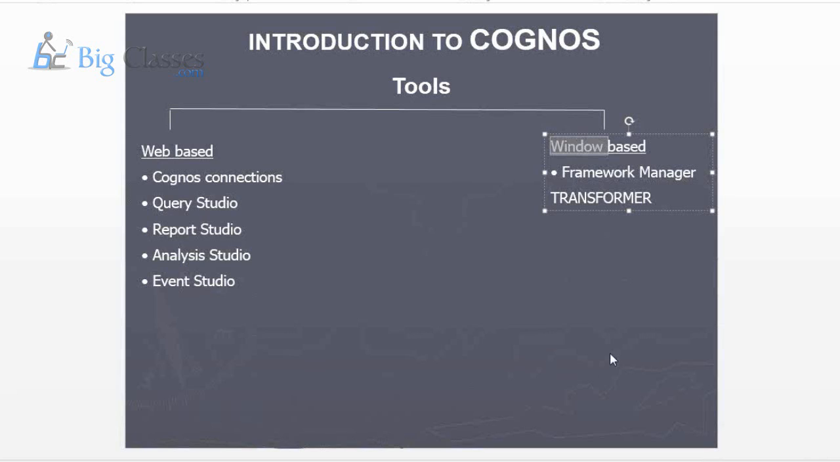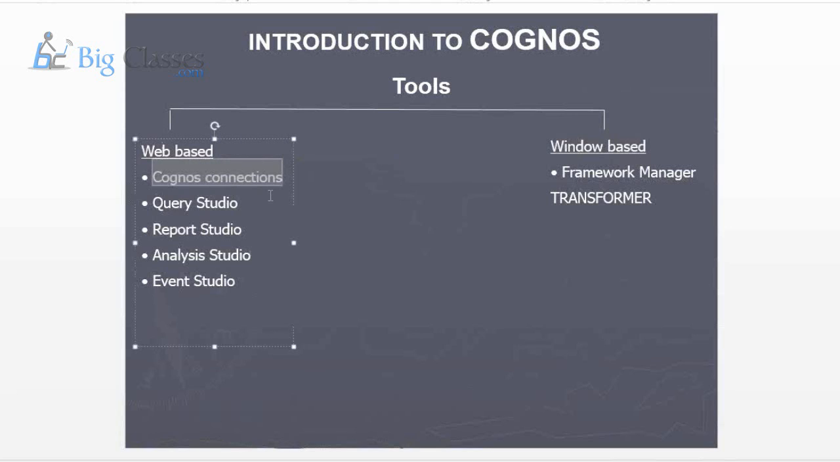Okay, web-based applications. This is the Cognos connection. This is the entry point for total web-based applications. If you want to access any of these reporting applications, first of all you need to connect to this Cognos connection portal. From there you can find the links for the remaining reporting applications: Query Studio, Report Studio, Analysis Studio, Event Studio. All these are reporting applications only.